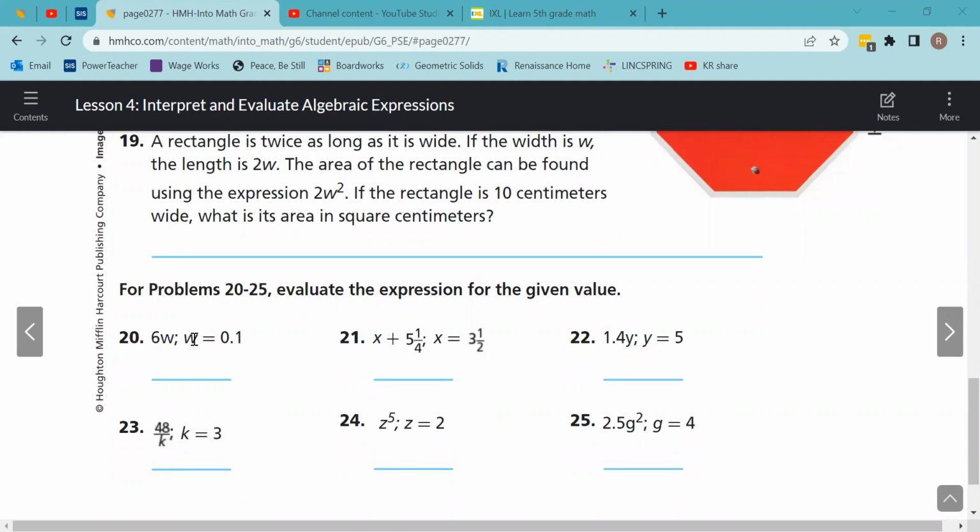6W and W equals 0.1. So again, it's the whole setup here. 6 times 0.1. Well, you can do this mentally. 6 times 1 is 6. You've got 1 behind the decimal, so 6/10 is our answer for number 20.